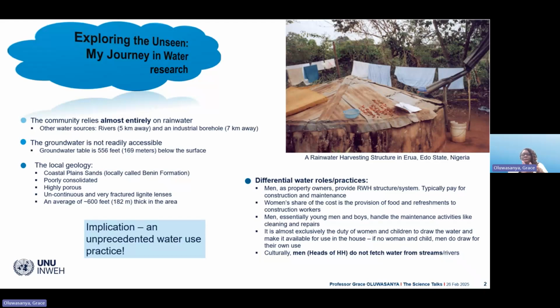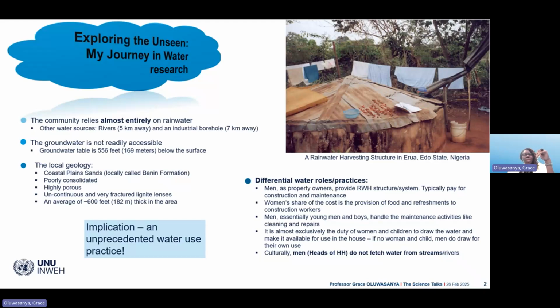The geological terrain, the area is underlain by coastal plain sands, locally called Benin Formation. And if you're familiar with geology, you know that coastal plain sands are typically poorly consolidated, highly porous. And in that area, the thickness is about 600 feet.